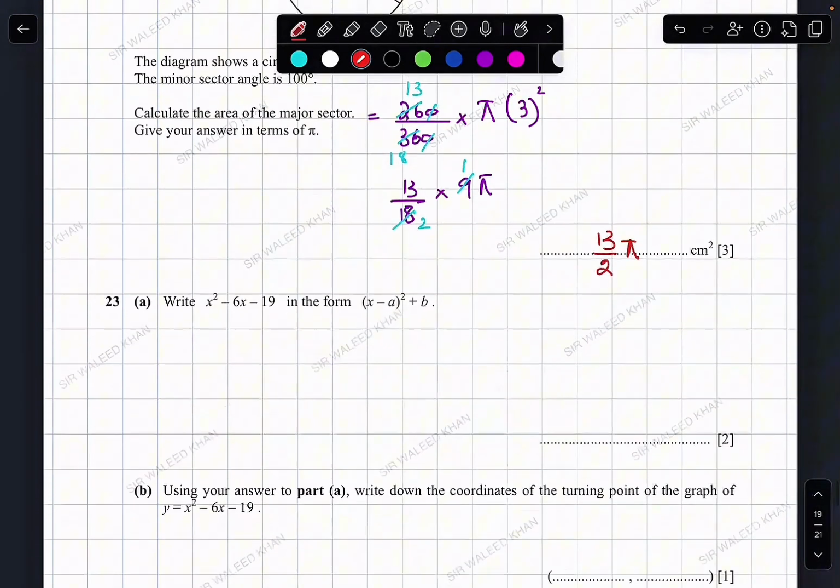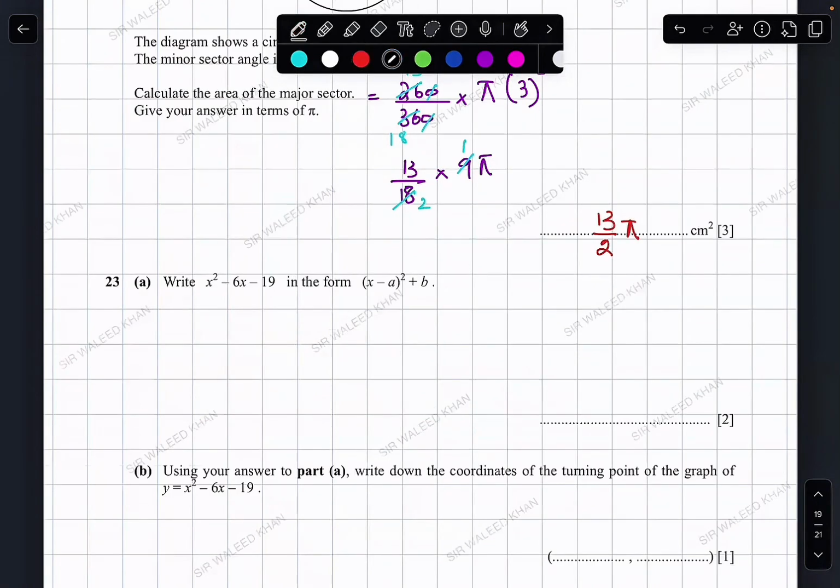Okay. Next, write this in the form of this. So they are referring you to write the general form of a quadratic equation into this form, which is the completing the square form. Okay. Quadratic form to completing square form.